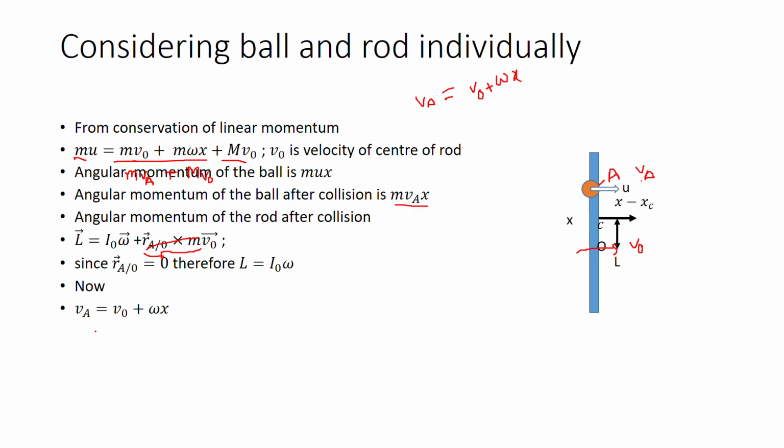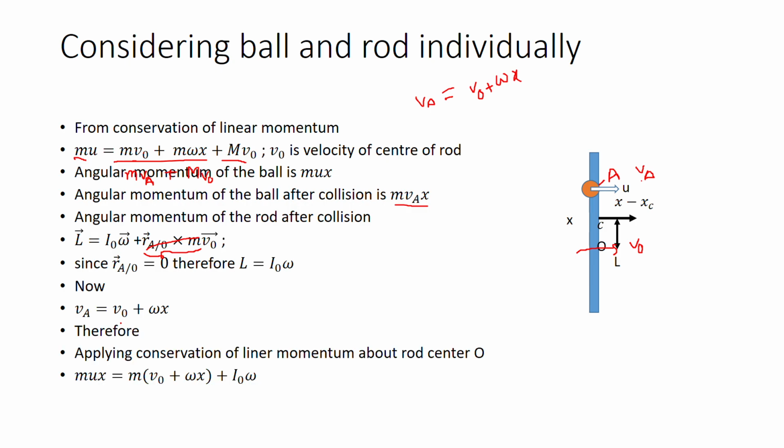Now va is v naught plus omega x. Sorry, this I have explained to you. So when we apply the conservation of angular momentum about the rod center, then this term is mux equals to mv naught plus omega x into x plus I naught into omega.